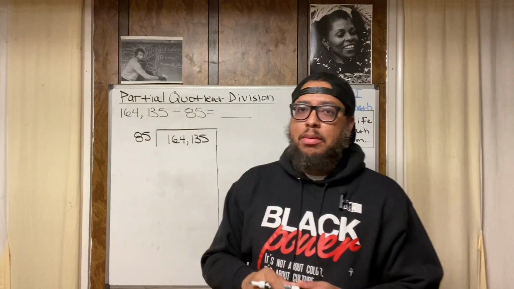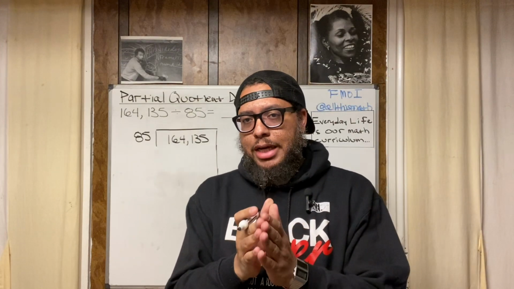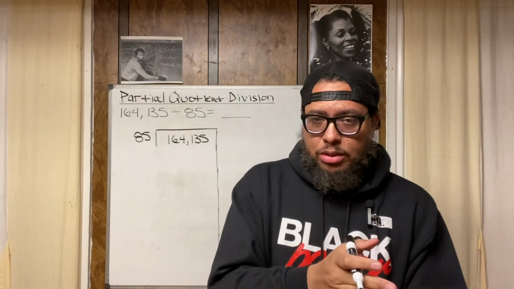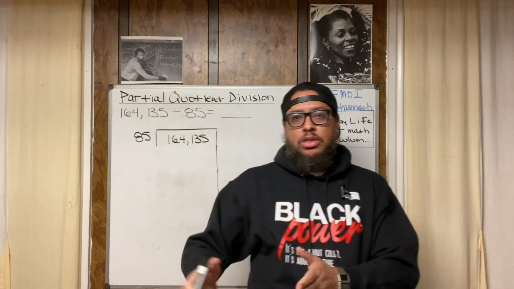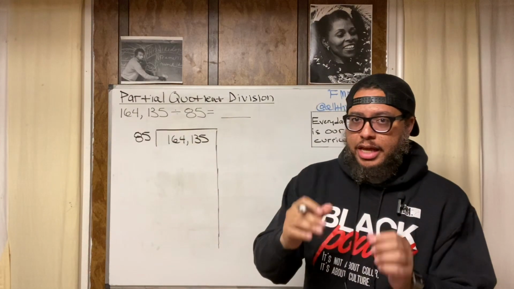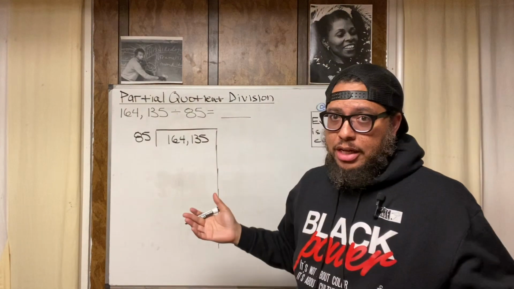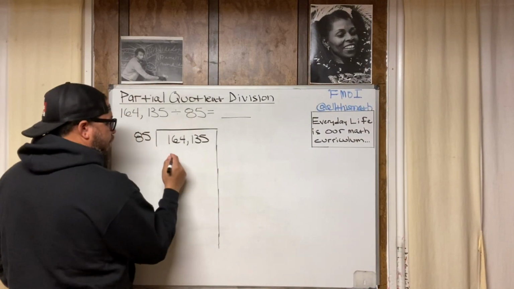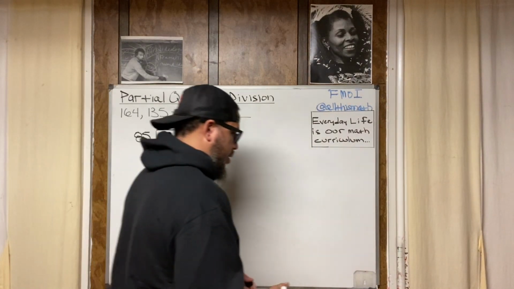Anytime you multiply a number by 1,000, all you're doing is simply attaching the 3 zeros from 1,000 to the original number. So our original number was 85. So we're attaching the 3 zeros from 1,000 to the 85, giving us 85,000. Now, where do I write the 85,000? I'm going to write the 85,000 right here. Matter of fact, let's use a different color.